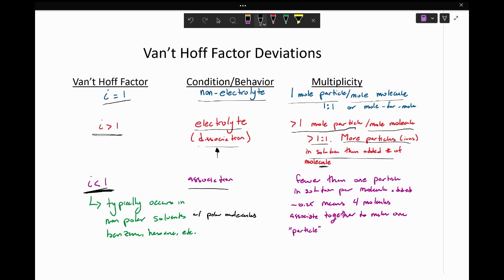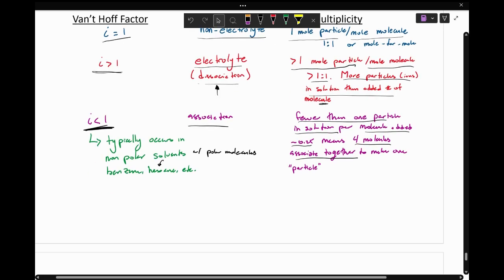And so these nonpolar solvents include things like benzene, hexanes, etc. And what's happening here is that in terms of multiplicity, we actually end up with fewer than 1 particle in solution per molecule added. And so if you had a Van Hoff factor of 0.25, that means that you have 4 molecules associate together to make 1 particle.